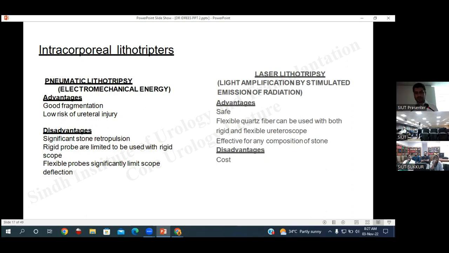Now, laser lithotripsy, it is light amplification by stimulated emission of radiation. And it is safe. Flexible quartz fibers can be used with both rigid and flexible ureteroscopes, and it is effective for any composition of stone, and the disadvantage is cost.